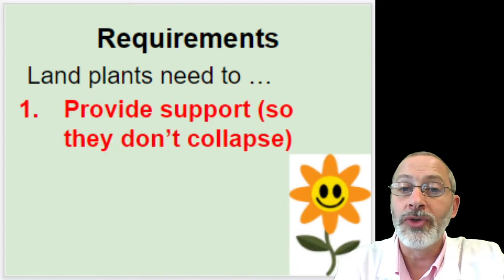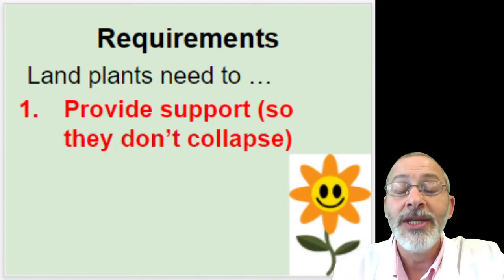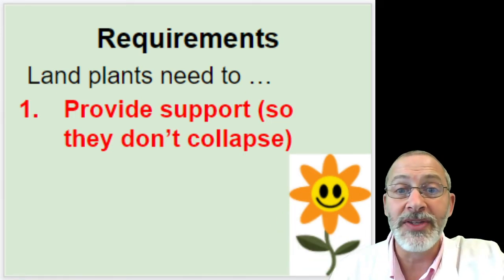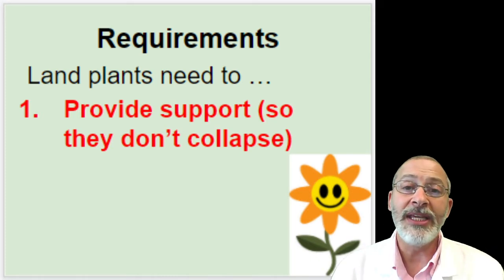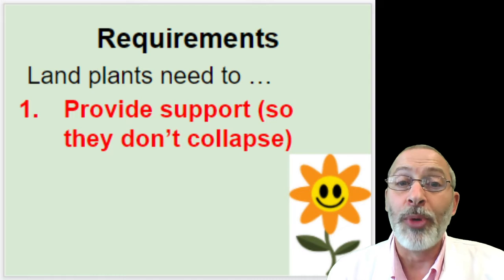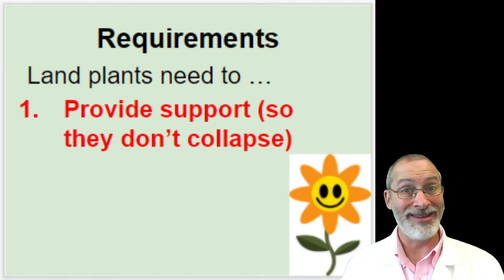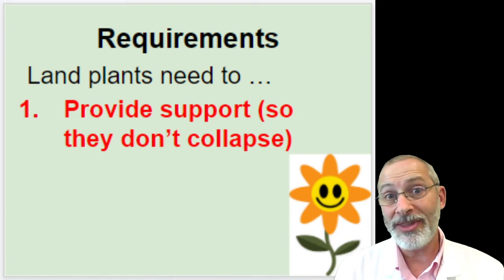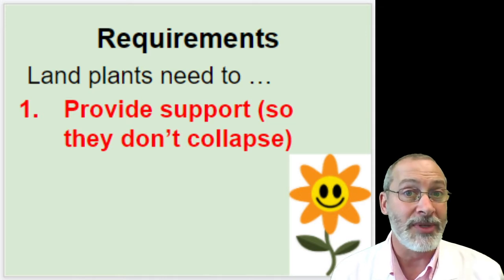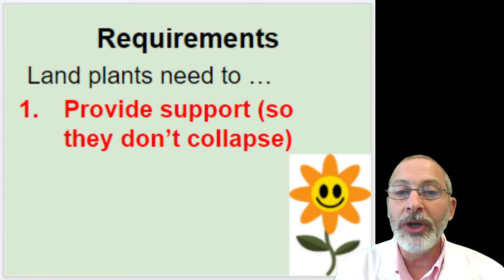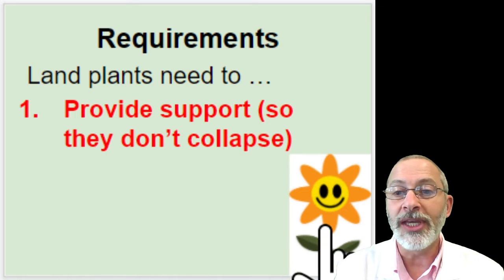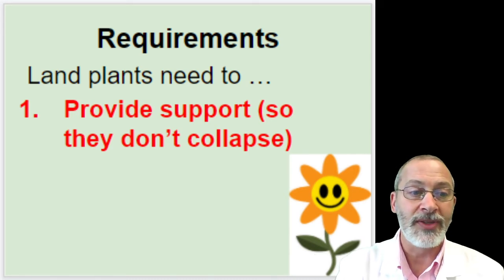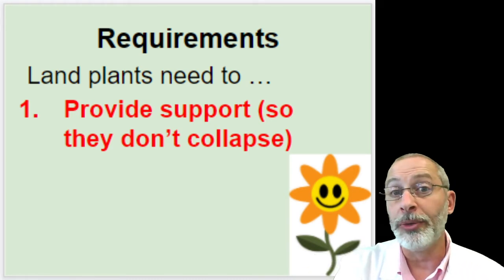So first and foremost, land plants need to provide support. Remember to copy this down in your notes. Land plants need to provide support. Again, they are not being suspended in a body of water. So if they are not to collapse, they need to be able to support themselves somehow. And we'll be learning about these structures here called the stems later on this week. But land plants need to provide support so they don't collapse.